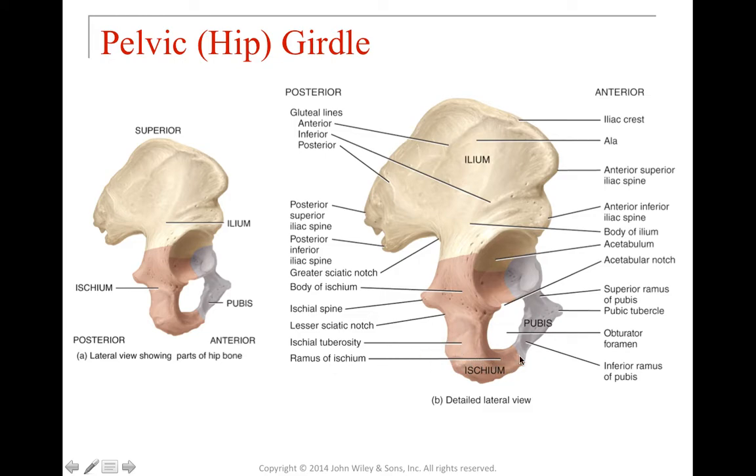The pubis bone, we actually also have the acetabular notch here, which is where the acetabulum is going to sit. This is the acetabulum here. And then here we have the superior ramus of the pubis. So here's our pubis bone. And then we also have the pubic tubercle, or a little protrusion region. And then this is the obturator foramen, or a large hole in the region.